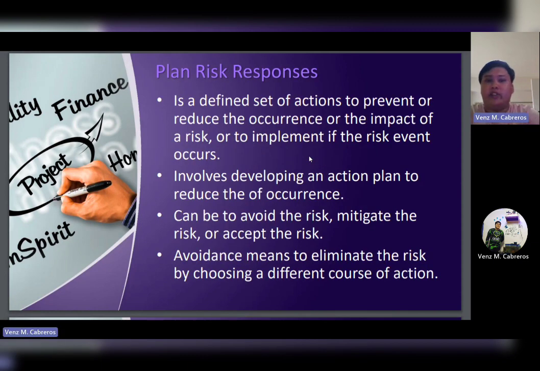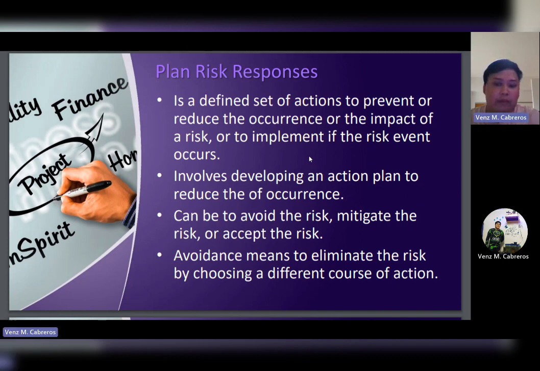So how do you plan risk response? It's a defined set of action to prevent or reduce the occurrence of the impact of risk or to implement if the risk event occurs. Involves developing an action plan to reduce the occurrence. Sige mo action plan, ang project manager mo. Gina-identify sa mga kasagarang risk nga may tabo. Can be to avoid the risk, mitigate the risk, or accept the risk.